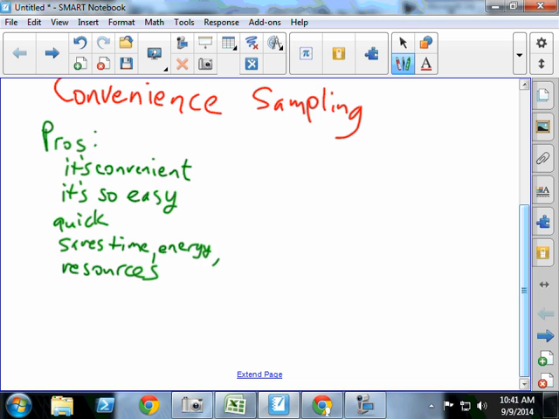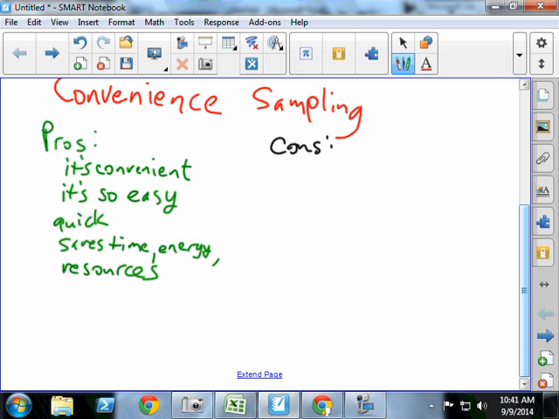So let's look at some cons then. If you're not sure what a con would be, think about what we said simple random sampling is all about and why we even have simple random sampling.